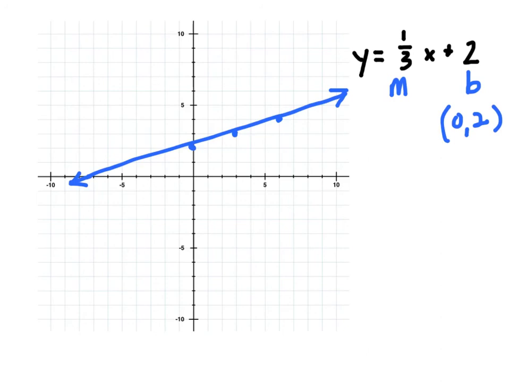plus 2. So in our next video, we'll take a look at a related example in which the slope is negative and a whole number.